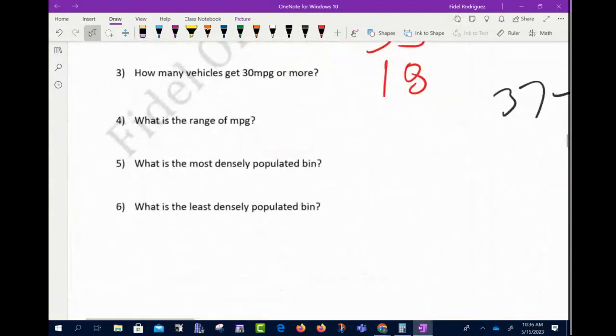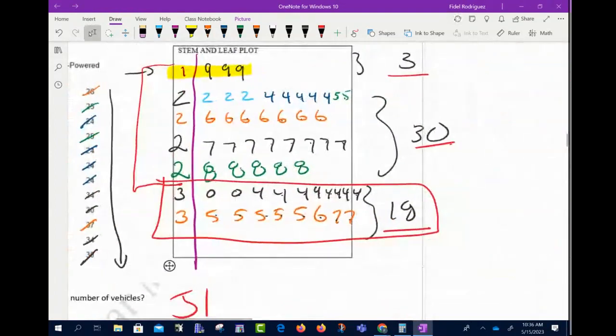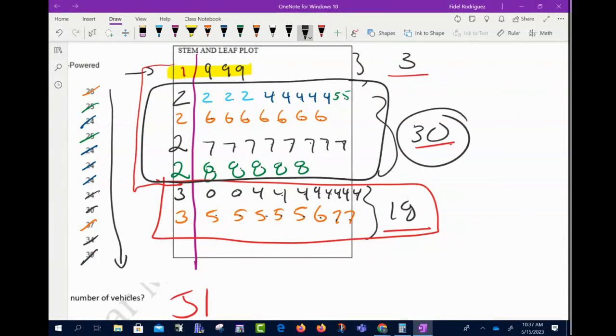Okay, now when it says, what is the most densely populated bin and the least densely populated bin? This is what we mean by that. We're talking about frequency. There was 30, right? And that was in the range of the what? In the cars that got in what miles per gallon range? In the 20s, right? Which one had the least?